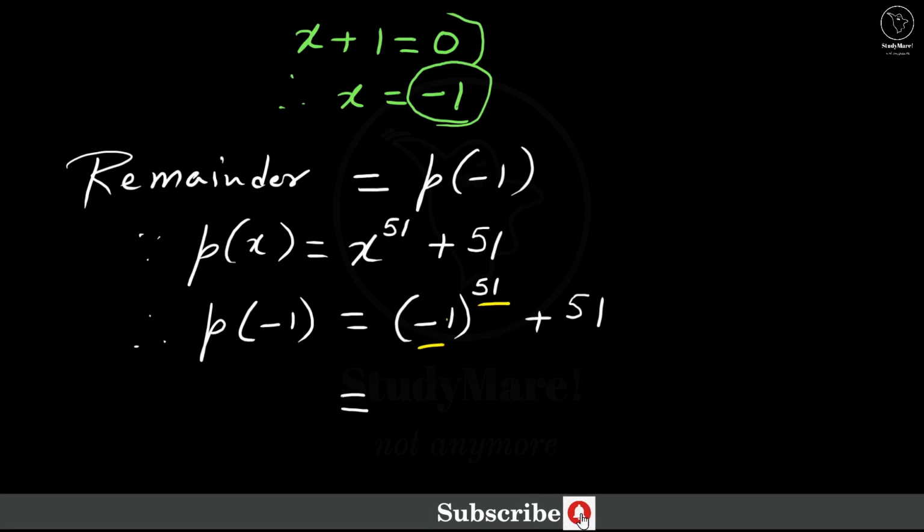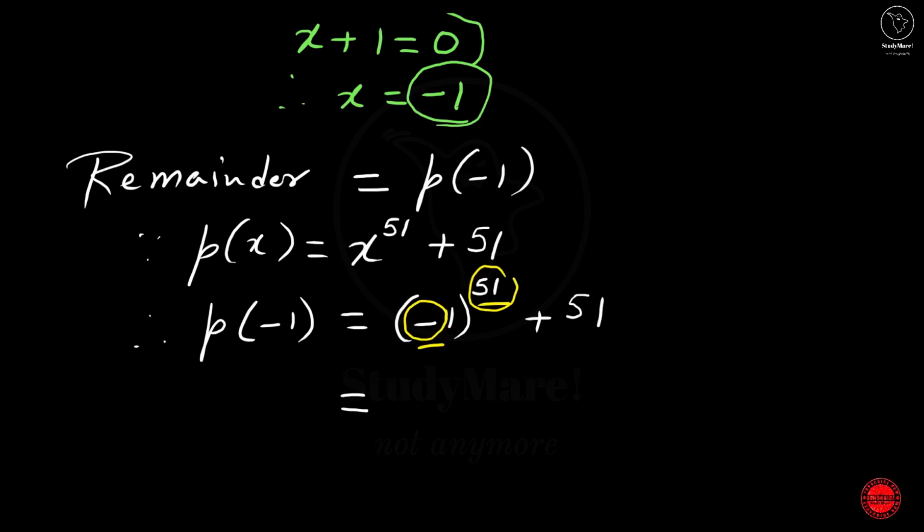Here we have this minus symbol, and here we have 51, that is an odd number. So if we multiply minus with minus an odd number of times, the answer will be minus, and 1 into 1 is always 1. So what we get here is minus 1, and we already have 51, which is equal to minus 1 plus 51, that is 50, which is our answer.